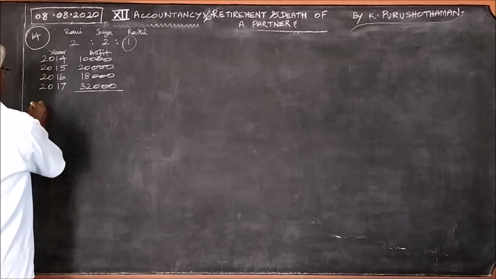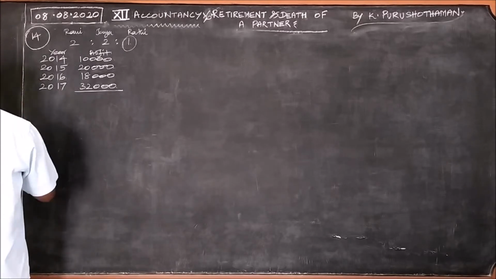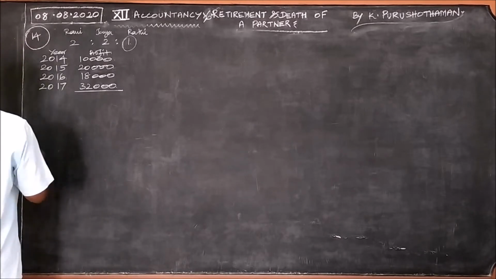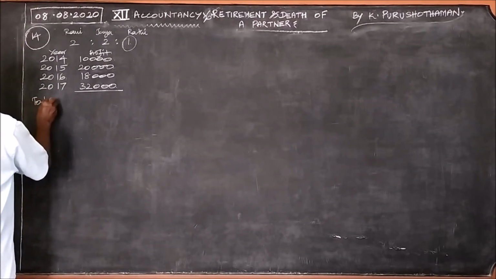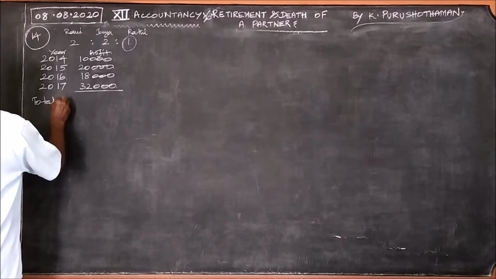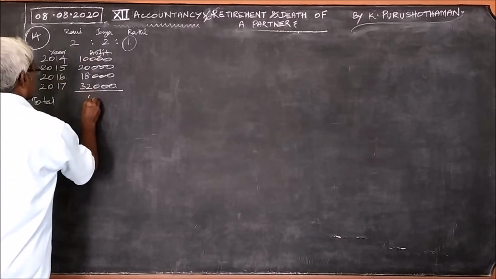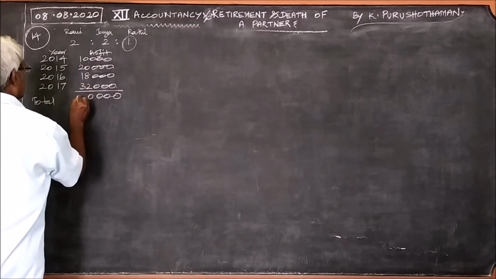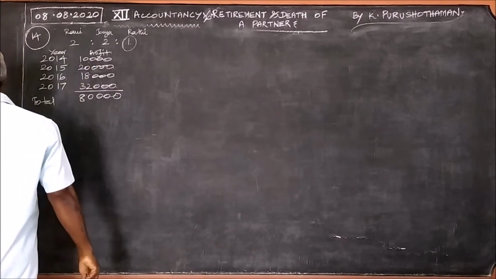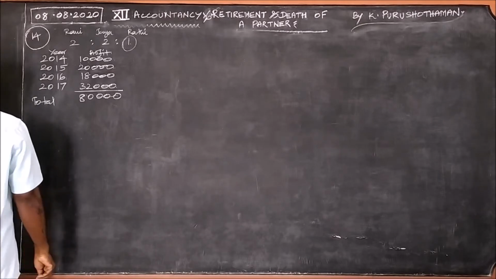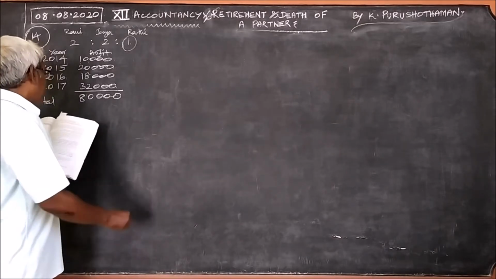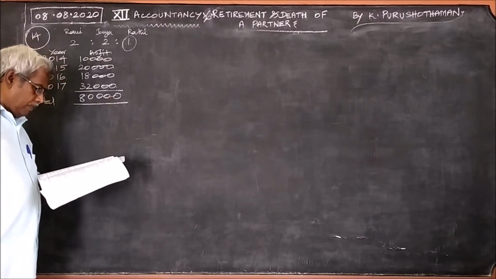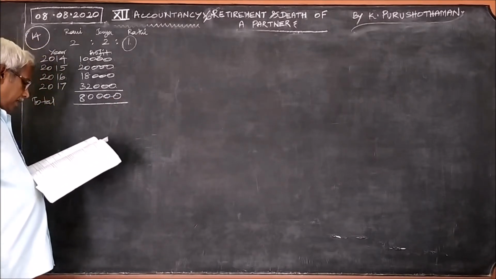So what is the total profits? The total profit is 80,000. Okay, let it be. Now we shall pass on to the question.